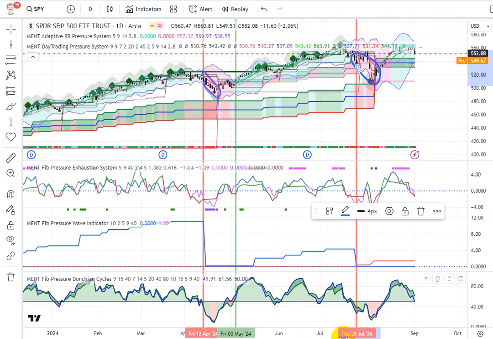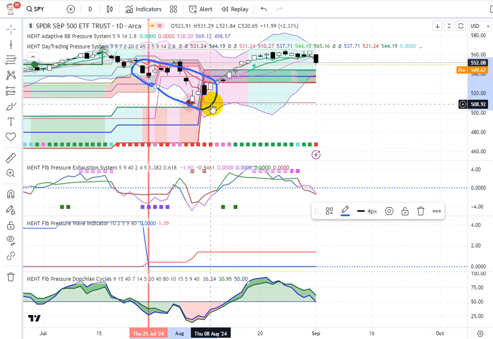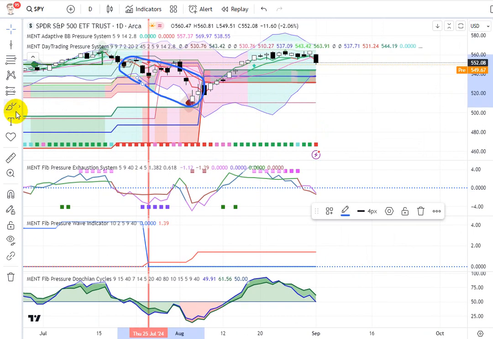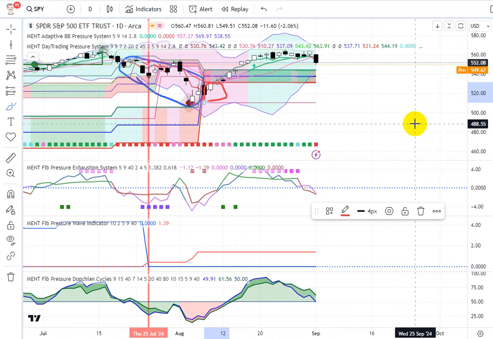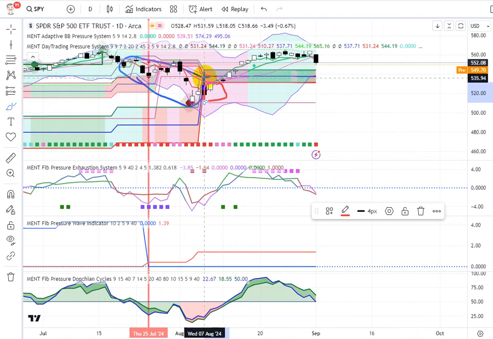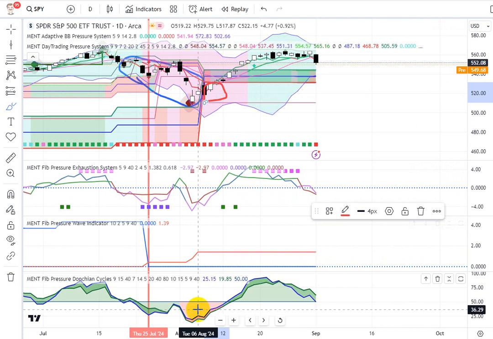Now, like I said, ultimately they shifted. And for a very brief time, right here, that was really bearish trending. We were below the ultimate and unique 382 levels. We were in bearish trending on the Bollinger Bands. We're in bearish trending on the pressure system. We're in bearish trending on the wave count system. And we're in bearish trending on the Donchian cycles.